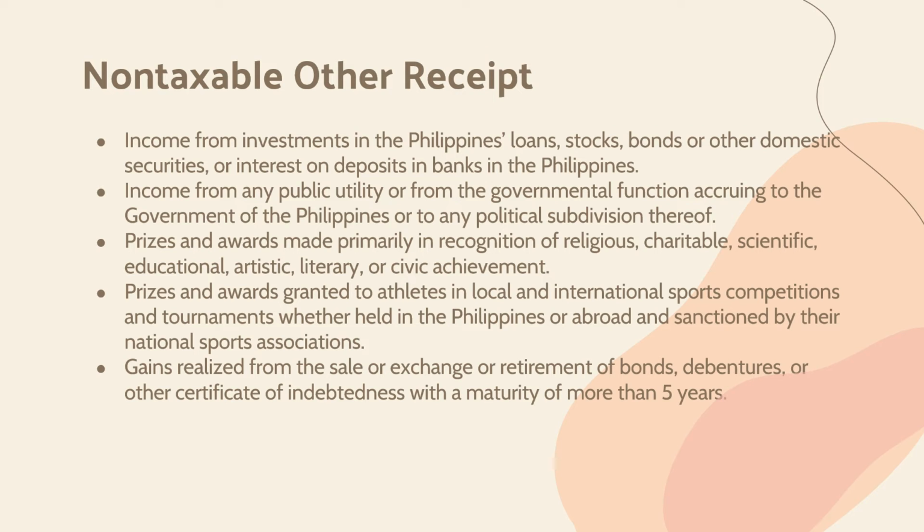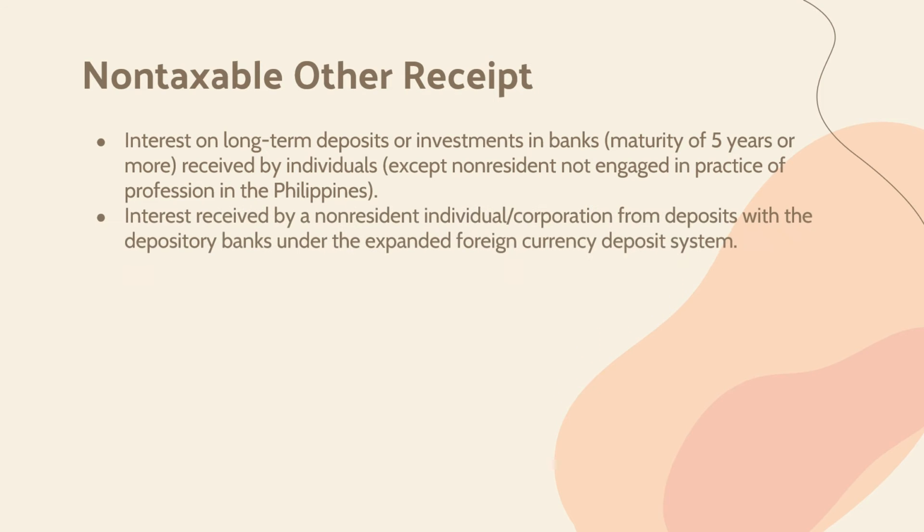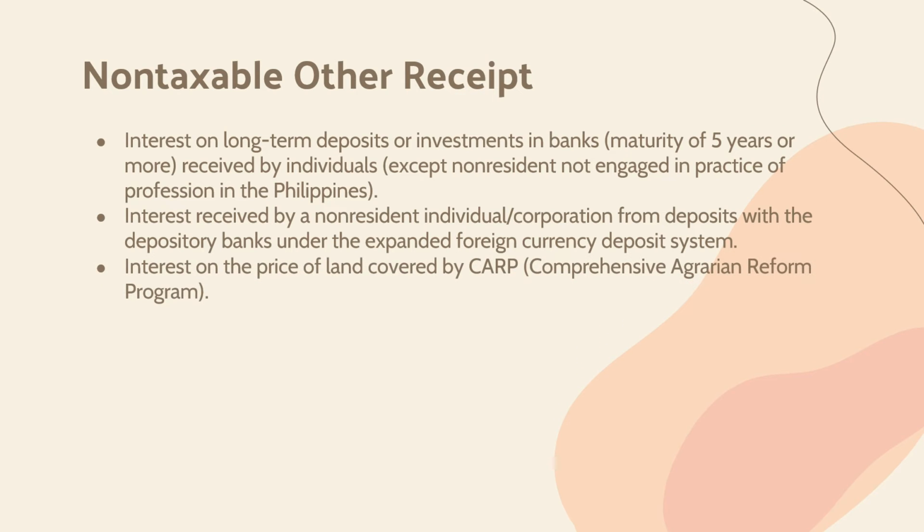Number 10, interest on long-term deposits or investments in banks with maturity of 5 years or more, received by individuals except non-resident aliens not engaged in business or practice of profession in the Philippines. Number 11, interest received by a non-resident individual or a non-resident corporation from deposits with the depository banks under the expanded foreign currency deposit system. Number 12, interest on the price of land covered by CARP, the Comprehensive Agrarian Reform Program.